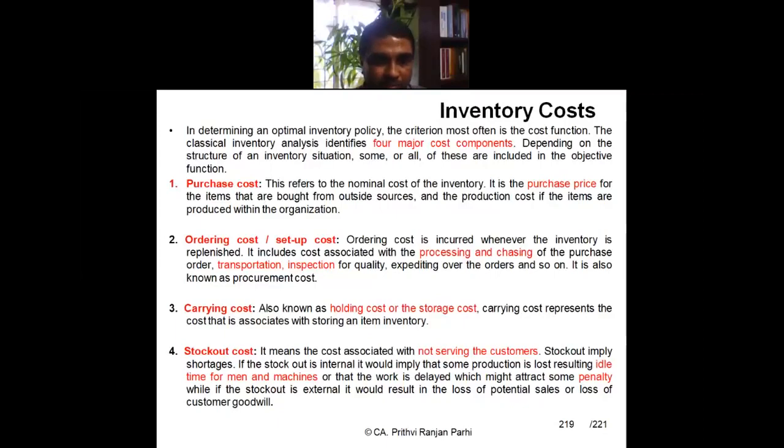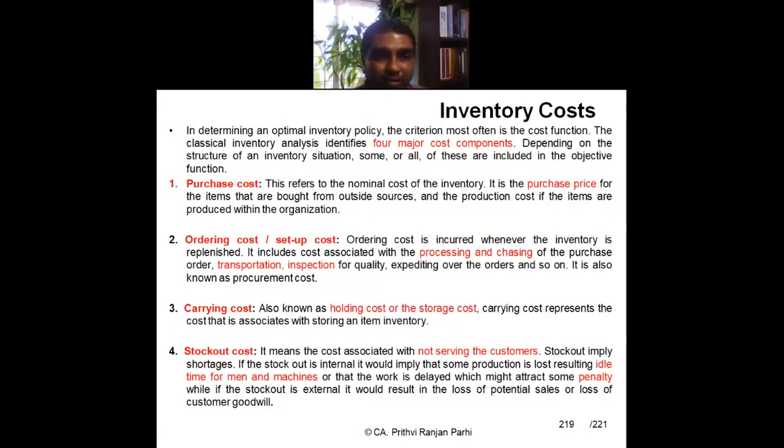First one is purchase cost, then ordering cost or setup cost, then carrying cost, and fourth one is stock out cost. Okay, so these are various kinds of cost. Time is going to be over. We'll continue to the extent possible.